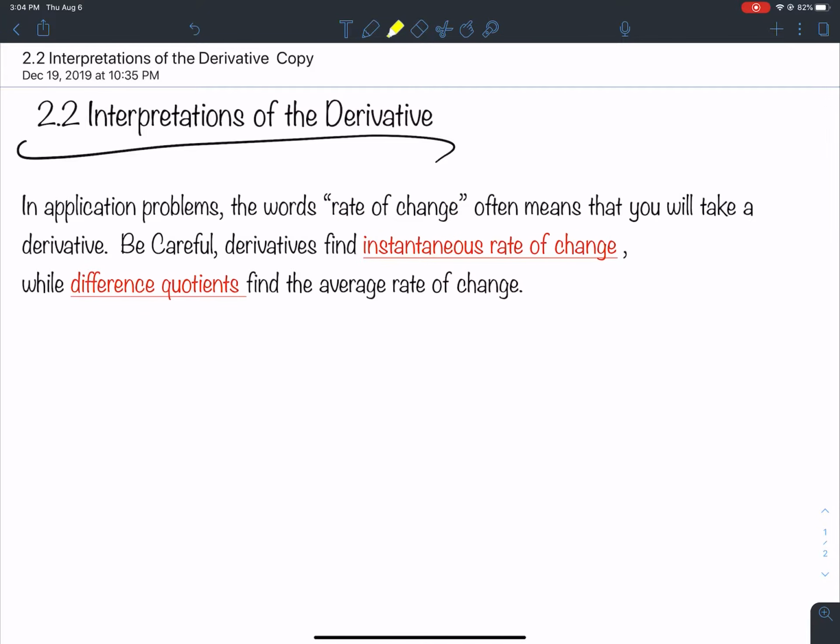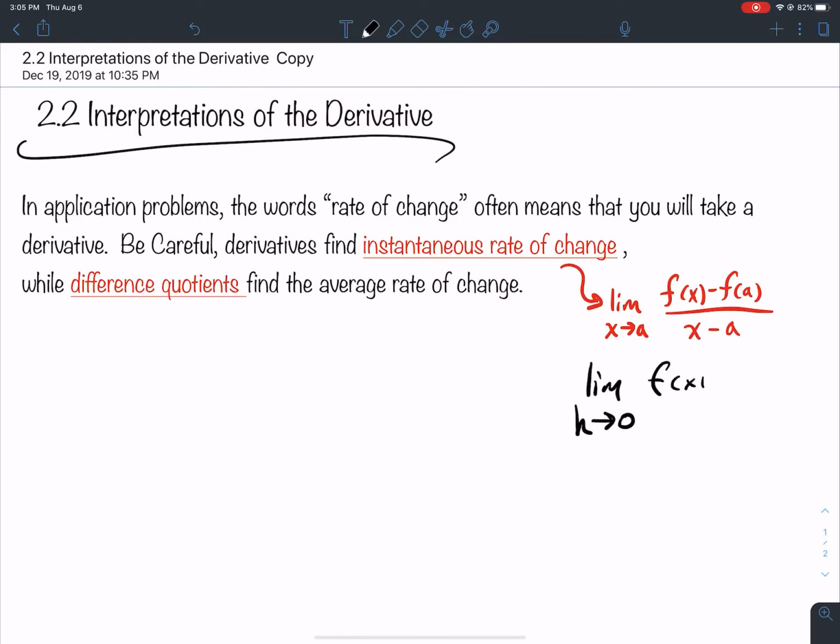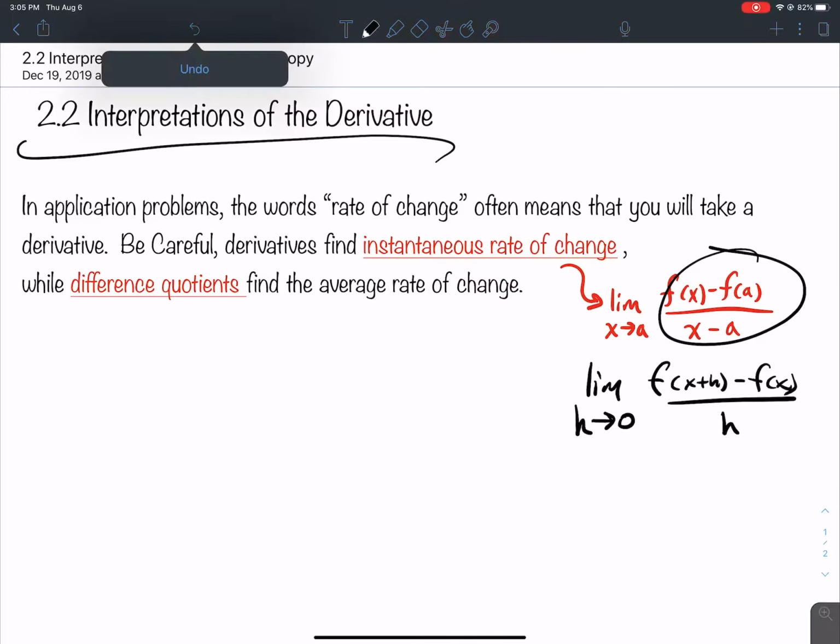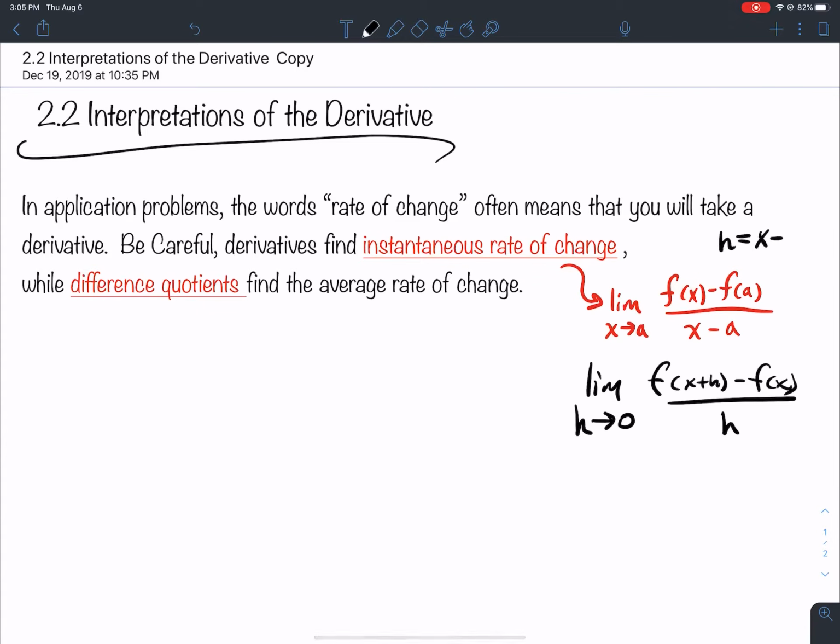The derivative finds the instantaneous rate of change, which is another definition of a limit. So you've seen the definition where it's the limit as h goes to 0 of f of x plus h minus f of x over h. This other form would be if you had h equal to x minus a. That would be the substitution you would make to get to this form down here.